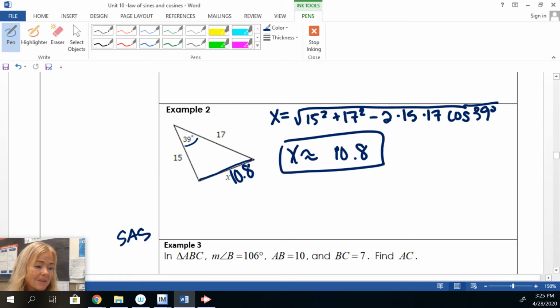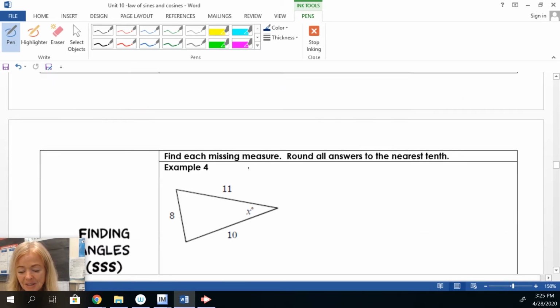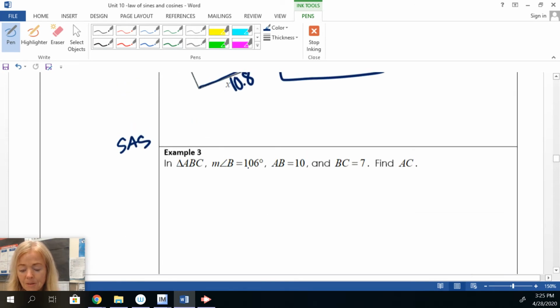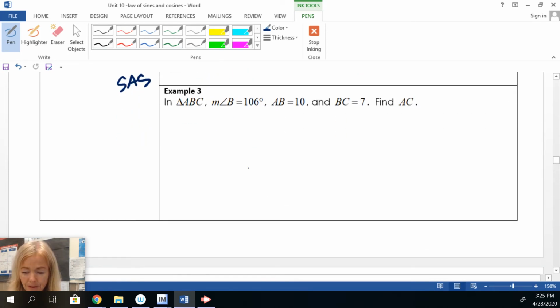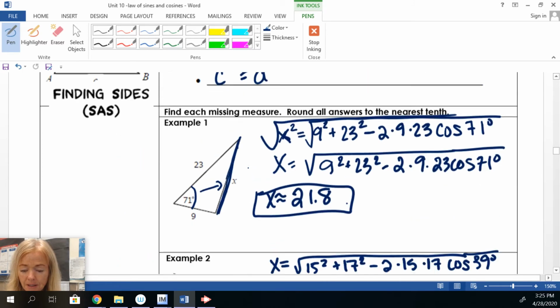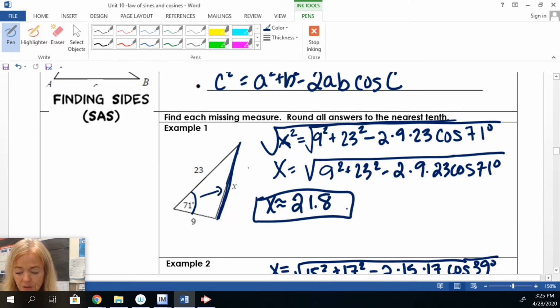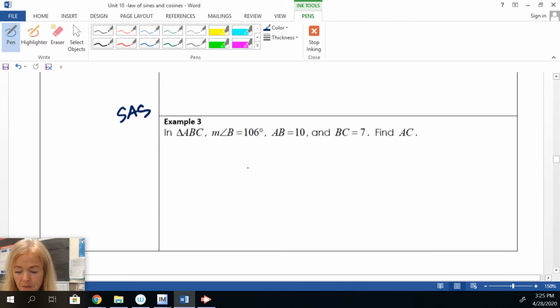All right, so do I have time to do one more? Yeah, I probably better. All right, so in example 3, you have everything there. Does it say find each missing measure? So x, it doesn't mean solve the whole thing. Yeah, it just means find AC.